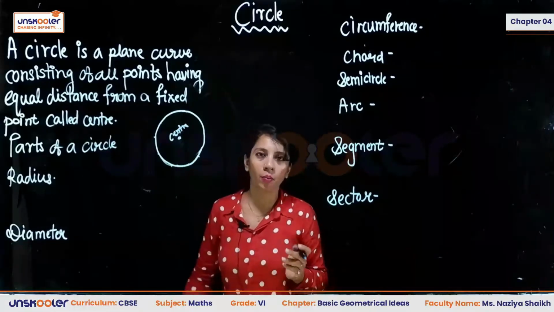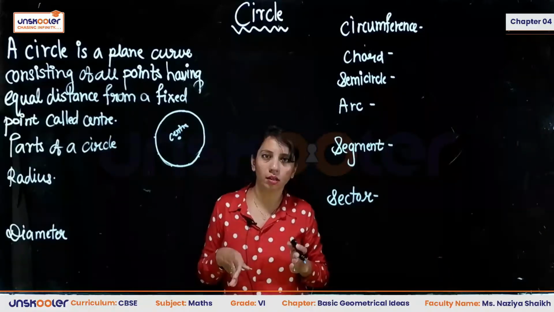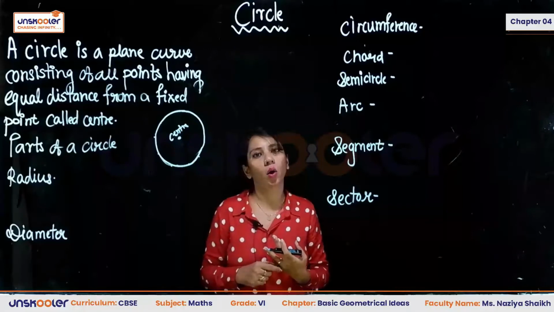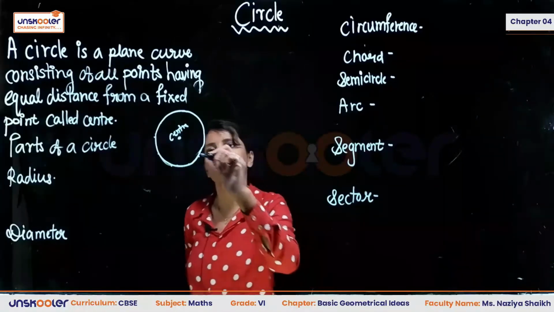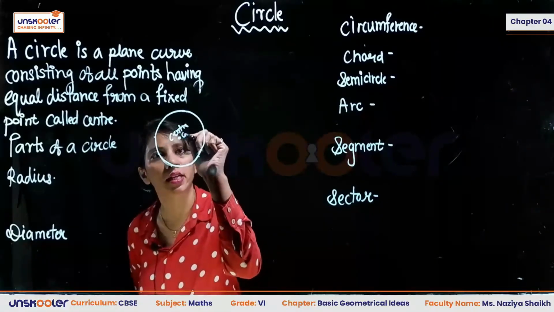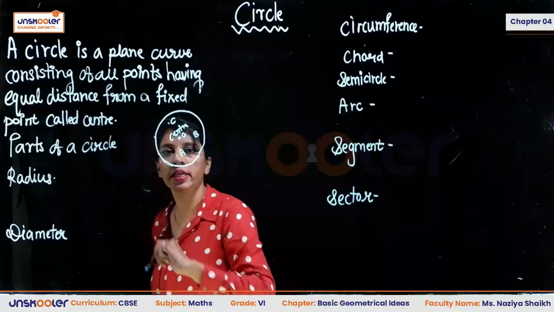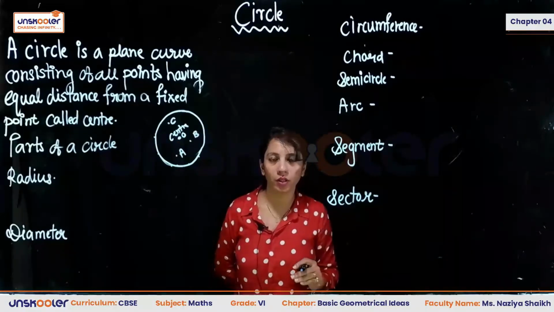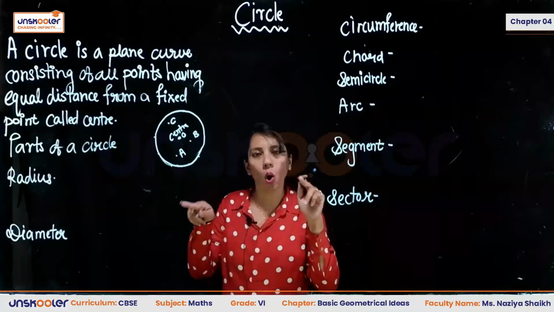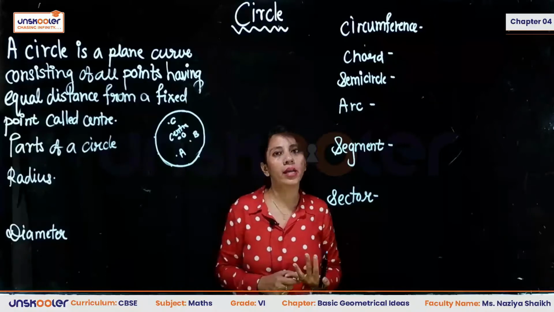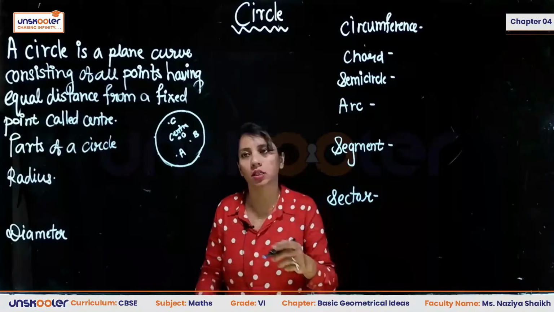Fine. And the points inside the circle or inside the boundary of the circle are called as interior points. So suppose I am naming the center as O. So point A, point B, point C are in the interior of the circle, right? The points on the circle, on the boundary of the circle are called as points on the circle, right?